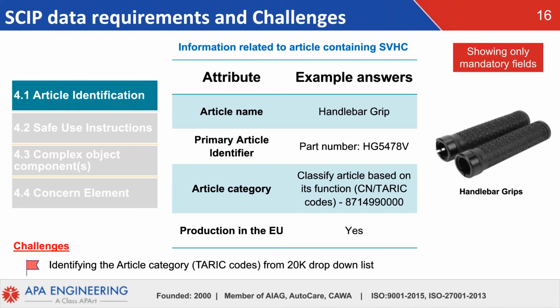As said, the article category is a 20,000 plus pick list, and it is a challenging and daunting task to identify the correct tariff codes. One needs to do proper homework to identify them, unless the tariff codes were identified earlier. Next slide.